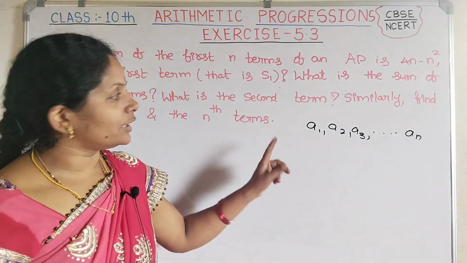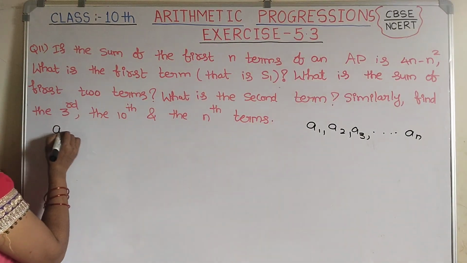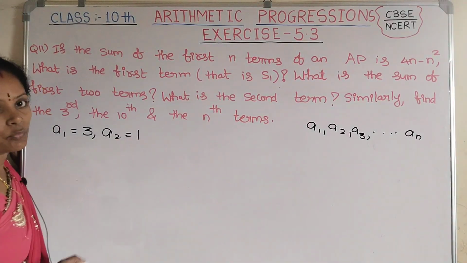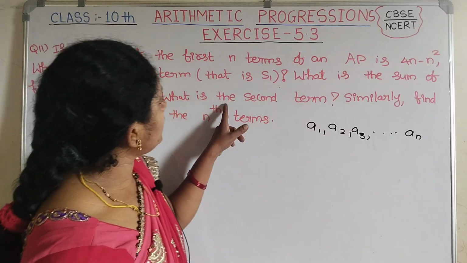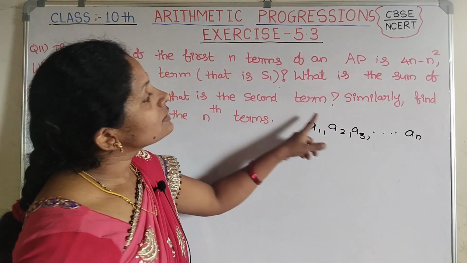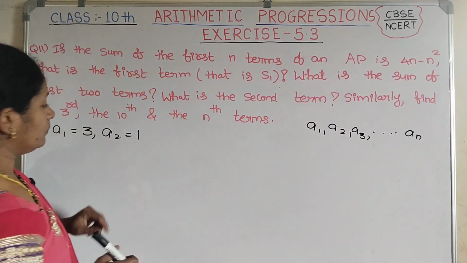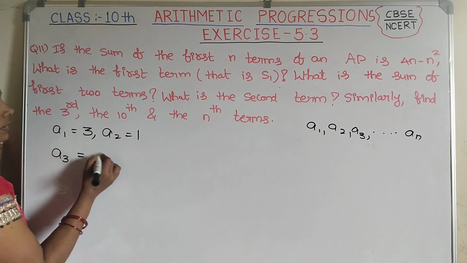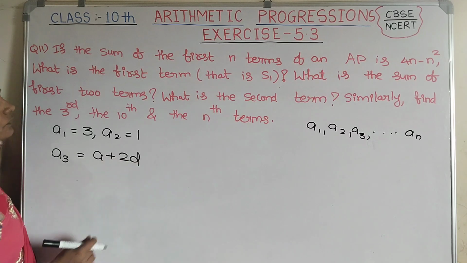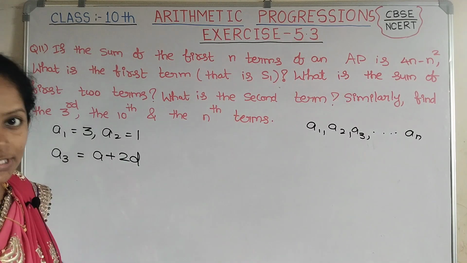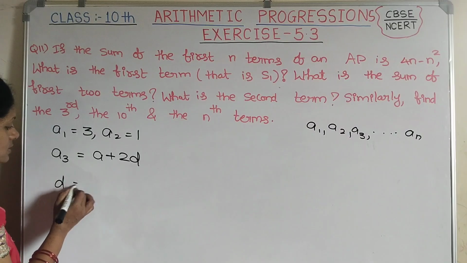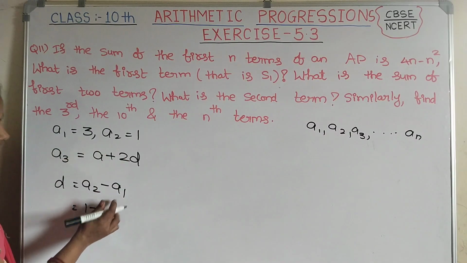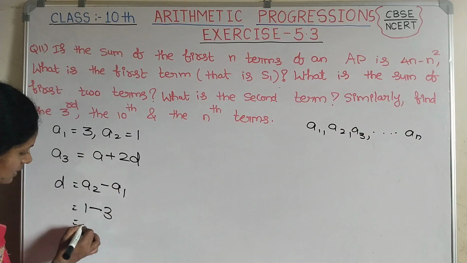Write the terms, whatever we got here. A1 is equals to 3, we got, and A2 is equals to 1. Next, what is the second term? We found. Similarly, find the third term. What is the third term? A3 is equals to, can we write it as A plus 2D? Okay. Before that, we should get the D. How can we get the D? D is equals to A2 minus A1. What is our A2? 1 minus A1 is 3. 1 minus 3 is minus 2.